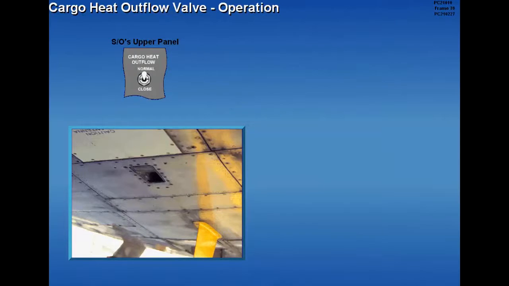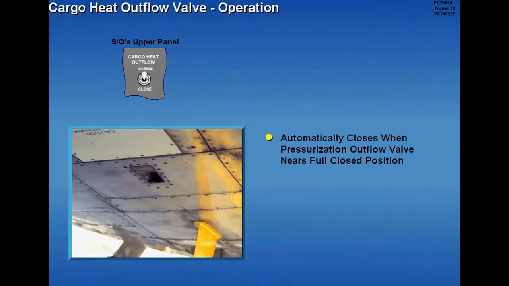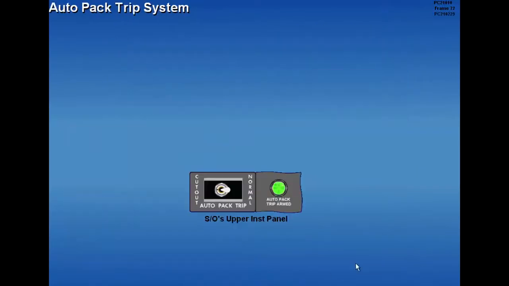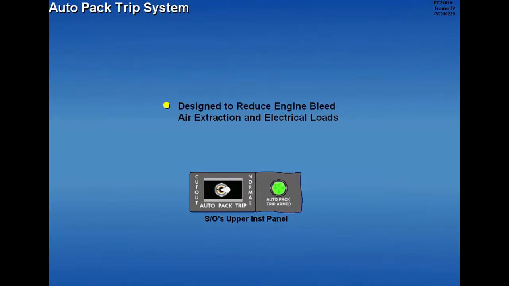The cargo heat outflow valve will close automatically when the pressurization outflow valve nears its full closed position. A cargo valve closed light illuminates when the cargo heat outflow valve closes. The air conditioning system has an auto-pack trip feature designed to reduce engine bleed air extraction and electrical loads in the event an engine failure occurs during takeoff or initial climb.